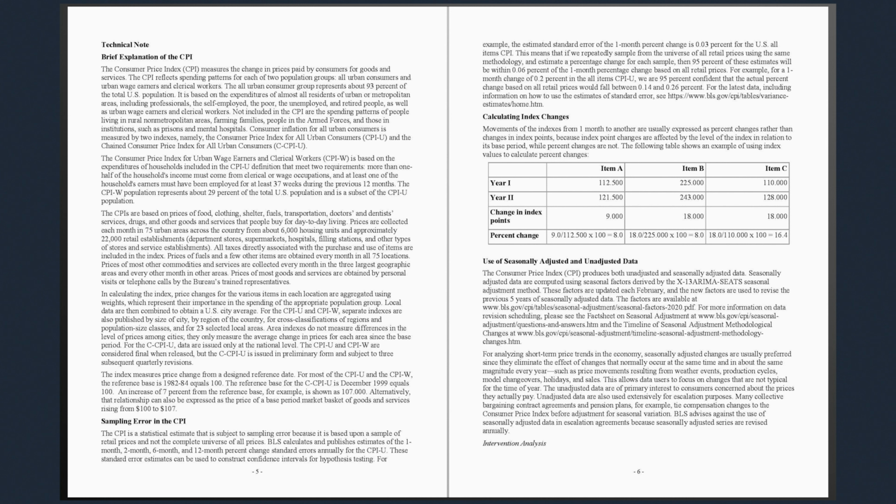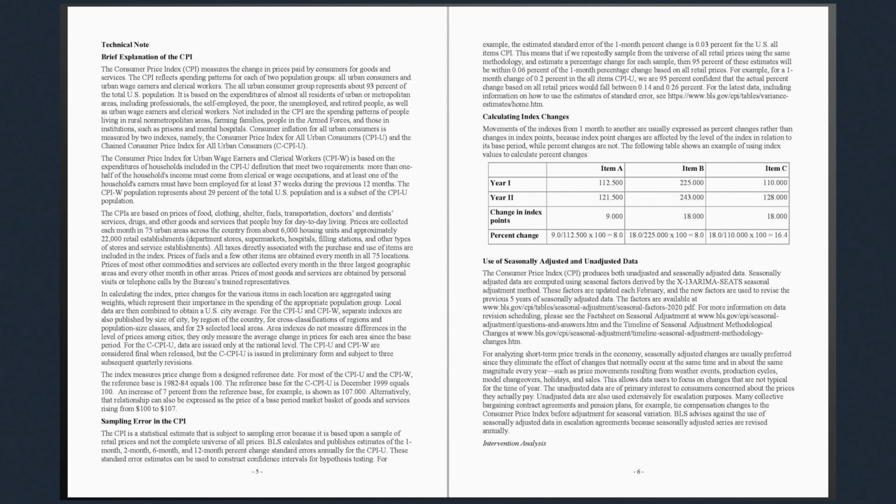https://www.bls.gov/cpi/tables/varianceestimates/home.htm. Calculating index changes. Movements of the indexes from one month to another are usually expressed as % changes rather than changes in index points, because index point changes are affected by the level of the index in relation to its base period, while % changes are not. The following table shows an example of using index values to calculate % changes.